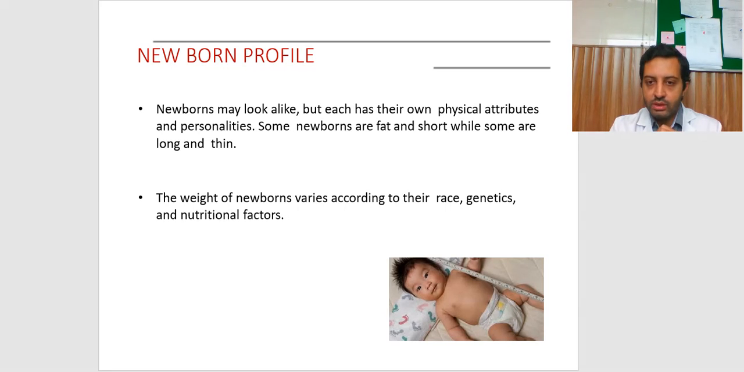Similarly, there can be full-term newborns and preterm newborn babies. Full-term means a baby who is delivered at 37 full weeks of gestation or above. A preterm baby is a baby who is born below 37 weeks of gestation. There can be individual variations amongst newborns in terms of race, genetics, and various nutrition factors that come into account during the whole pregnancy.